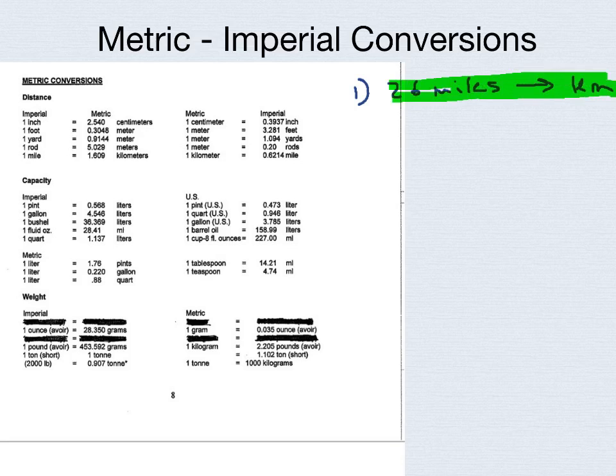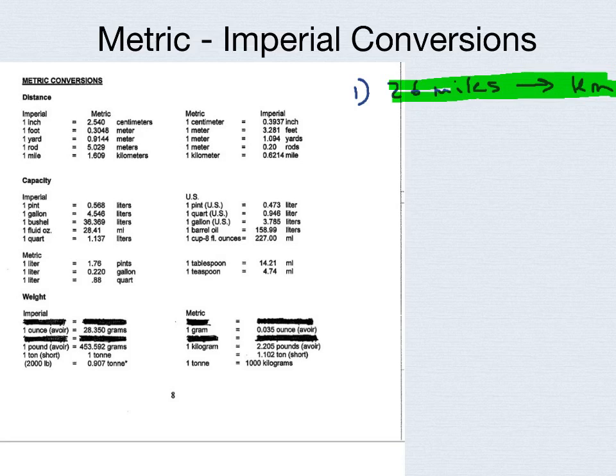Now, this table that I've taken a snippet of is from your booklet, and you will always be able to have access to this table on a quiz or a test or an exam. You'll never have to memorize this information. There are two ways to do these conversions. I want to show you both because you should know how to do both, and sometimes on assignment questions, I will actually ask you to show me how to do it both ways.